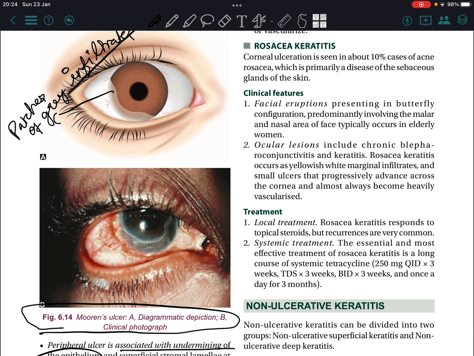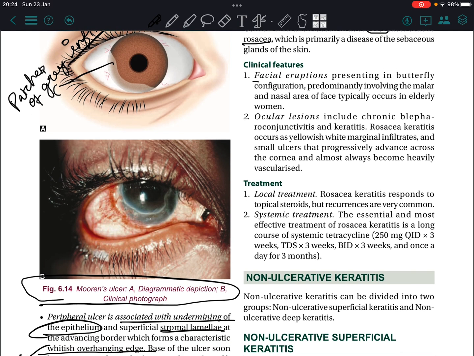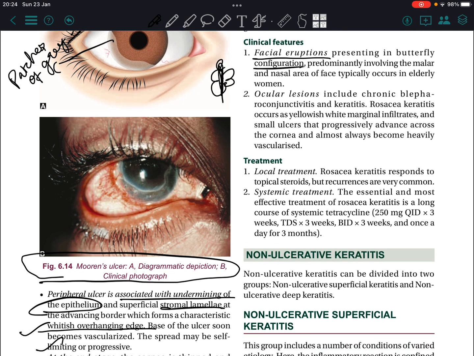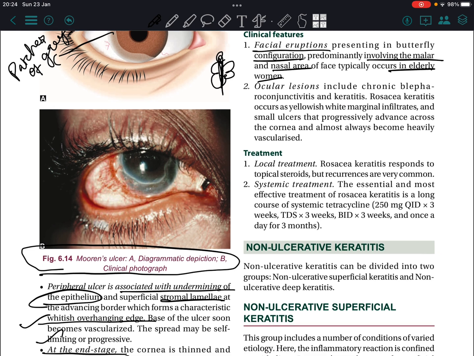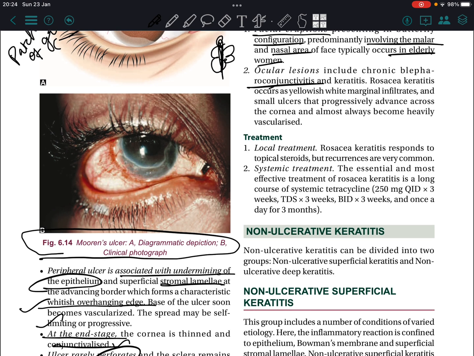or vascularized. Rosacea keratitis. Corneal ulcer is seen in about 10% of cases of acne rosacea. Clinical picture: facial eruption presenting in butterfly configuration, predominantly involving the malar and nasal area of the face, typically occurring in elderly women. Ocular lesions include chronic blepharoconjunctivitis and keratitis.